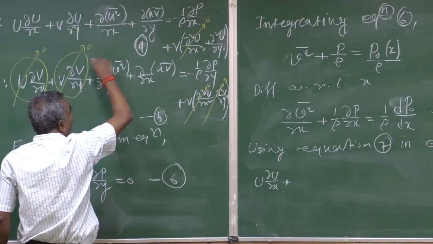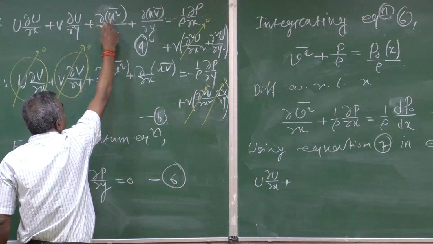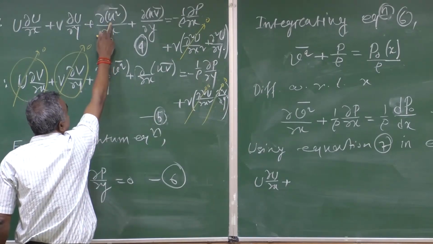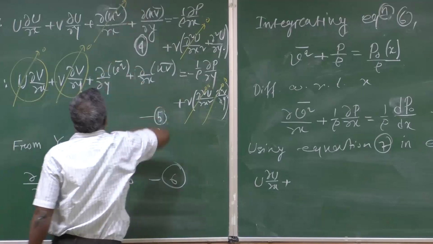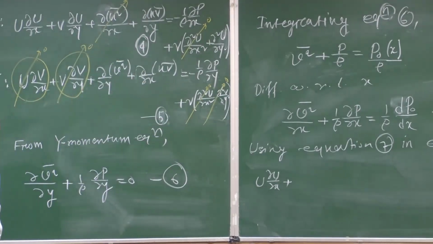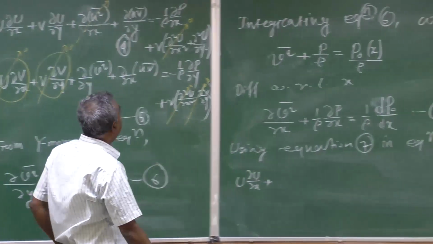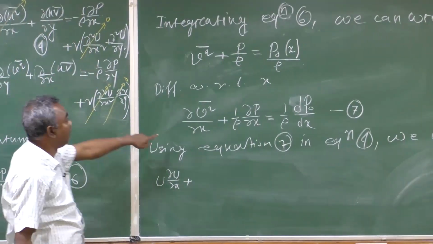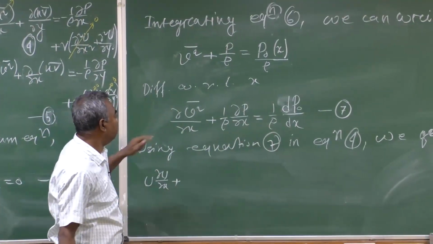As I have already argued, the streamwise gradient of turbulence statistics can be considered negligible as compared to the wall normal gradient of the turbulence statistics. So, this term will also go from this equation, and replacing minus 1 by rho del p del x from this equation 7, we can write what?